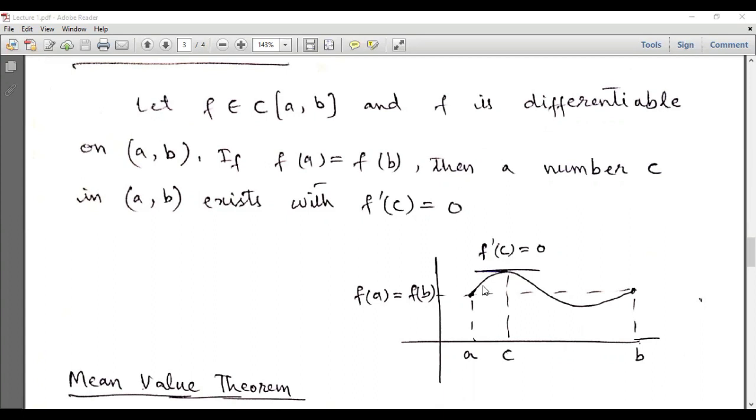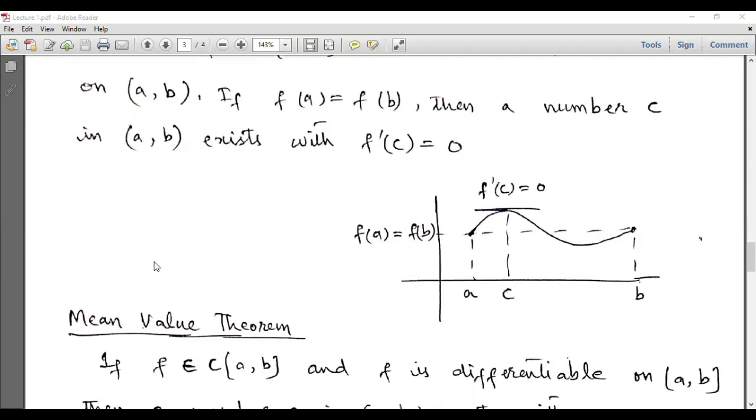But the condition is that the value of the function at these two extreme points should be the same. So this is f(a), this is f(b), and f(a) is equal to f(b). If this is the case, then Rolle's theorem states that there will be at least one point at which the derivative of this function is equal to 0.